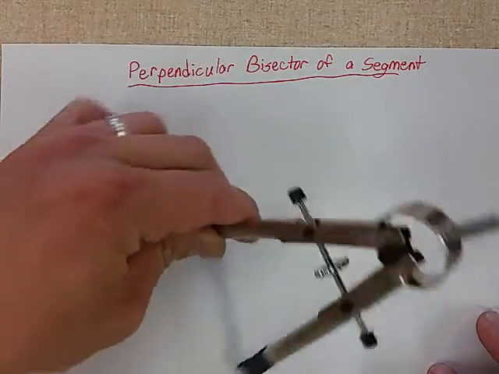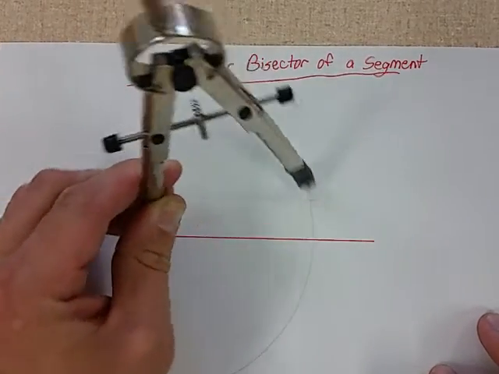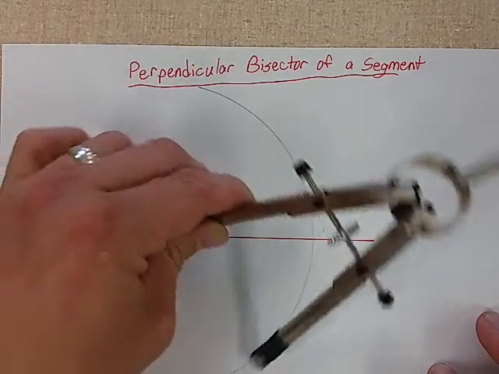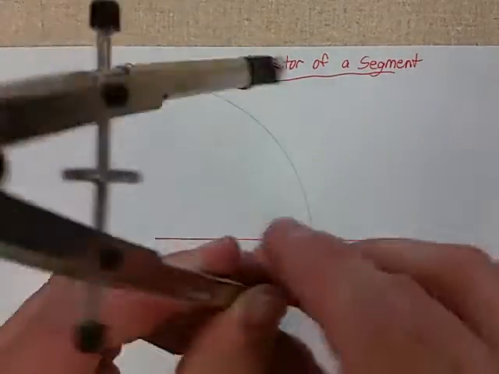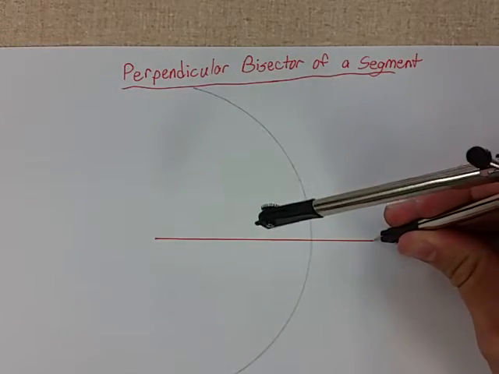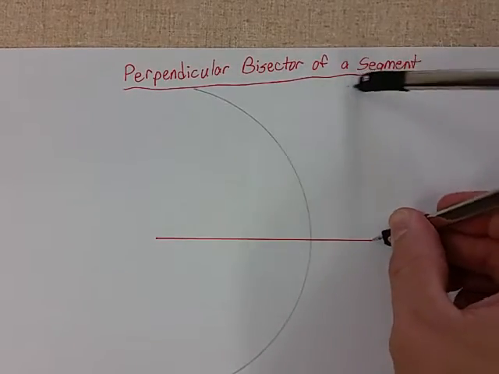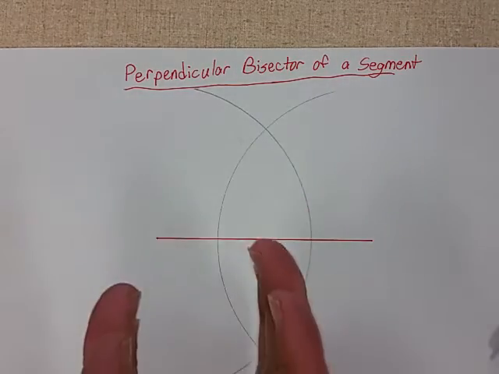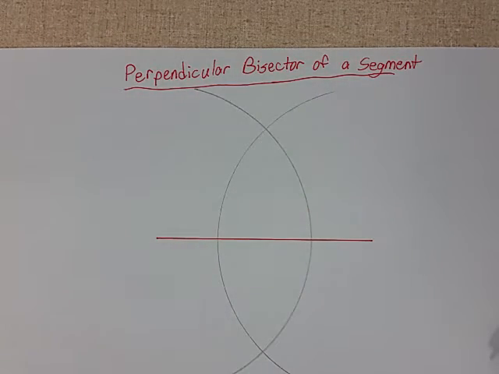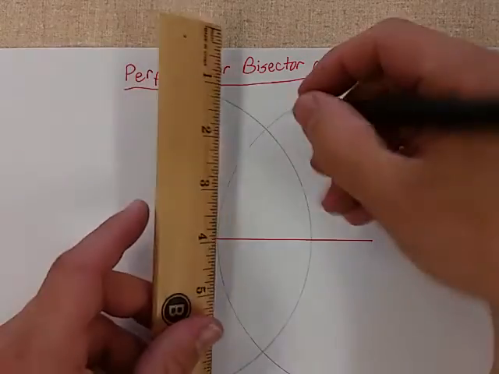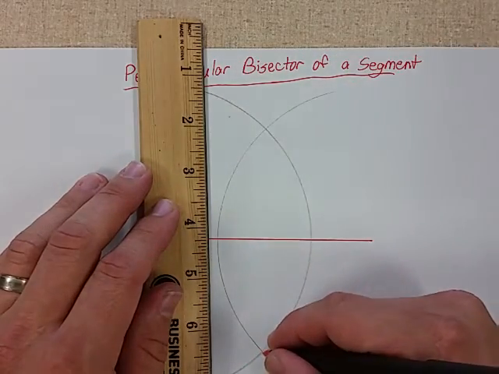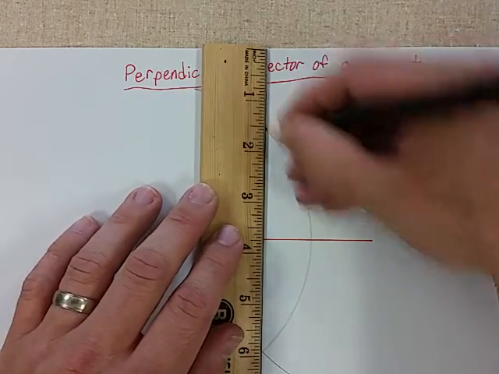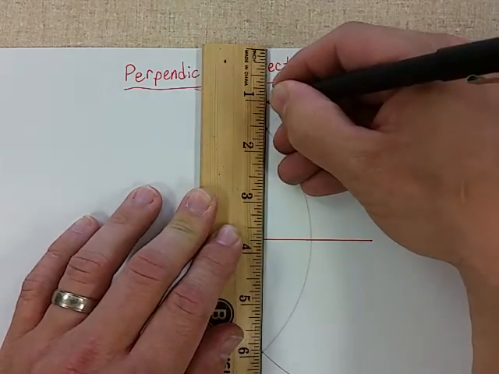What I'm going to do is make an arc around that endpoint. And now, without changing the setting of my compass, I'm going to do that same arc from the other endpoint. See how the arcs overlapped? If it wouldn't have been past halfway, that wouldn't have happened. That gives me 2 points for my perpendicular bisector to be constructed from.